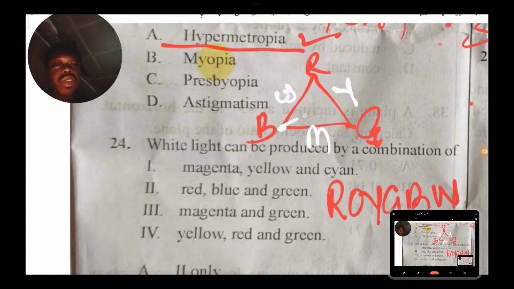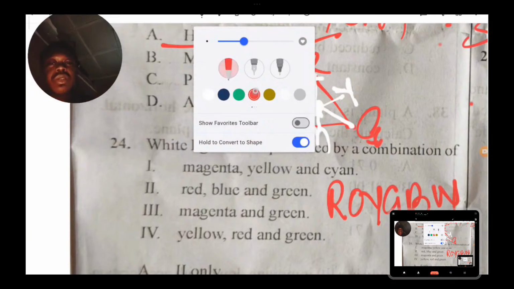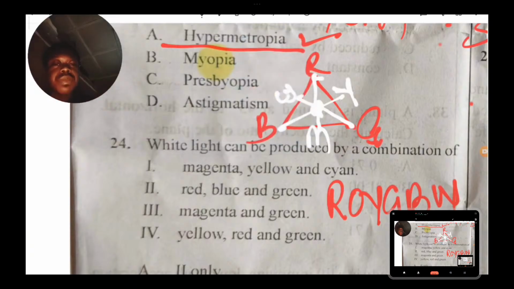Exactly. And if you draw your straight line this way, at the center you have white light. Exactly. So any combination here should give you white light. So by indication, what do you think we're going to have?